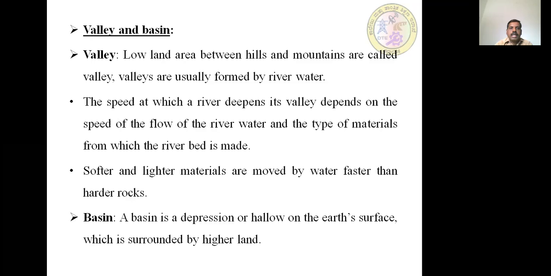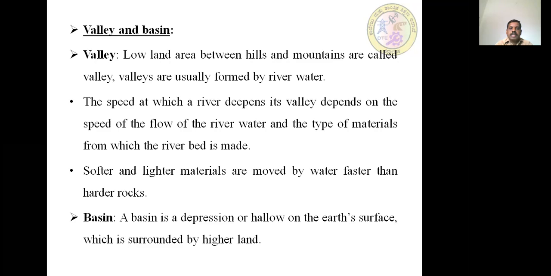Next one is valley and basin. Coming to valley. Valley means lowland area between hills and mountains. Valleys are usually formed by river water. The speed at which a river deepens its valley depends on the speed of the flow of the river water and the type of materials from which the river bed is made. Softer and lighter materials are moved by water faster than the harder rocks.